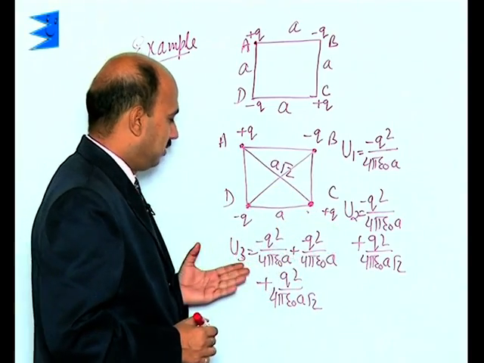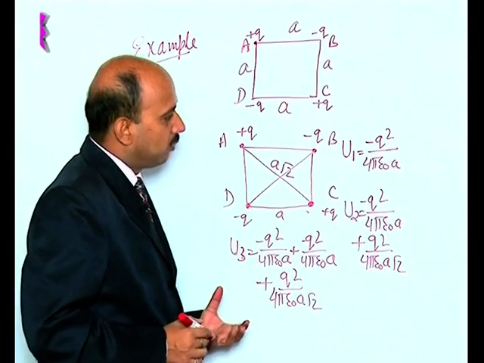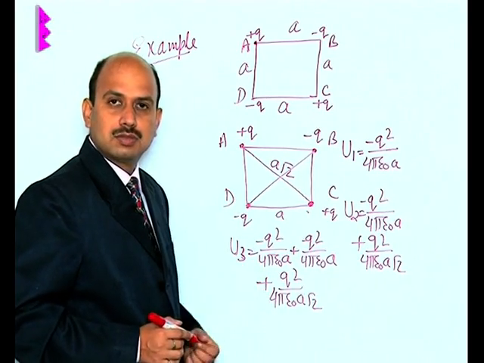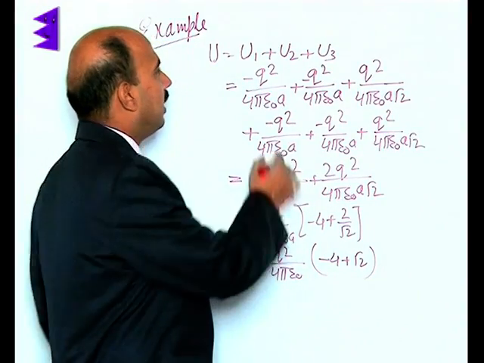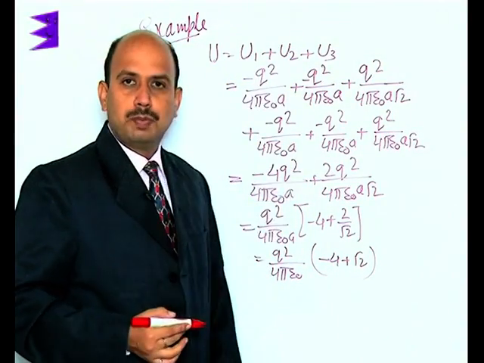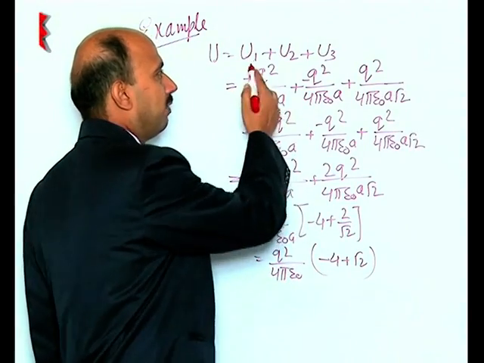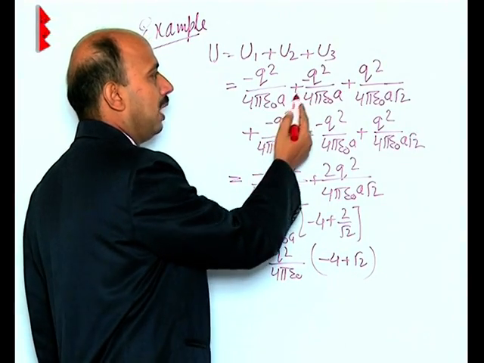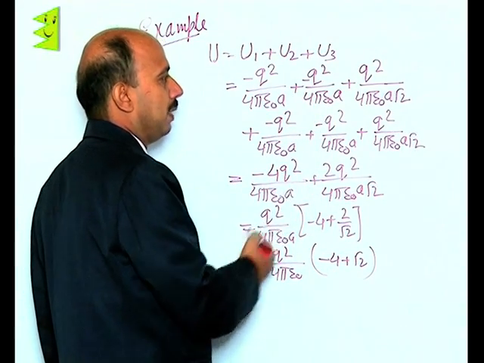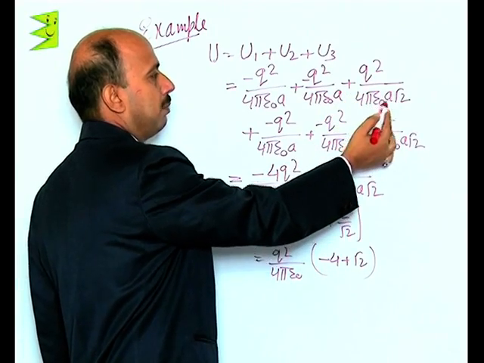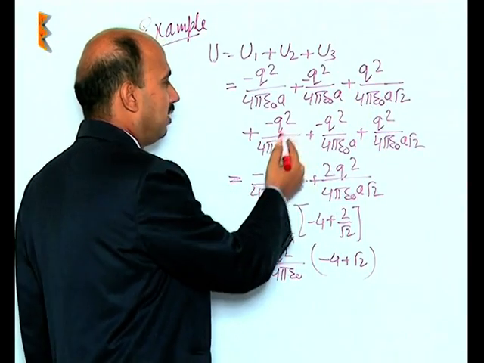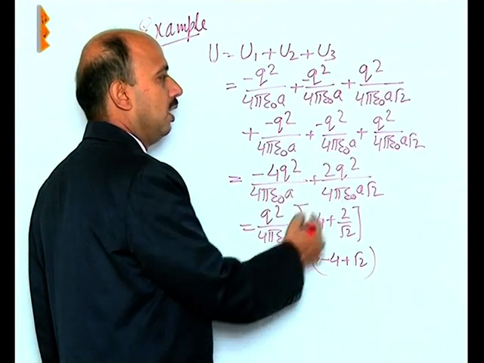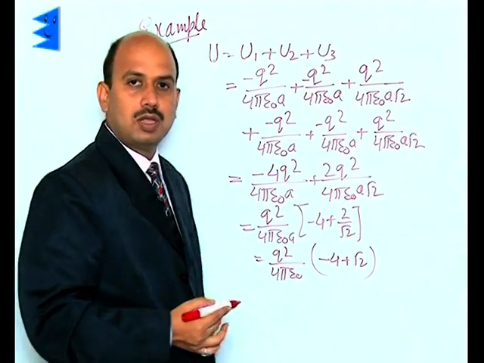So, now the total potential energy of the system of these charges can be written U1 plus U2 plus U3. So, now let us write the equation for the total energy and then we calculate it. So, now see here the total energy can be written U is equal to U1 plus U2 plus U3. I have put the values of U1, U2 and U3, that is minus q square upon 4 pi epsilon naught A plus minus q square upon 4 pi epsilon naught A plus q square upon 4 pi epsilon naught A root 2 plus minus q square upon 4 pi epsilon naught A plus minus q square upon 4 pi epsilon naught A plus q square upon 4 pi epsilon naught A root 2.